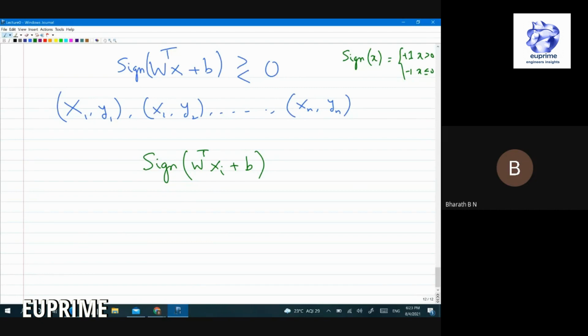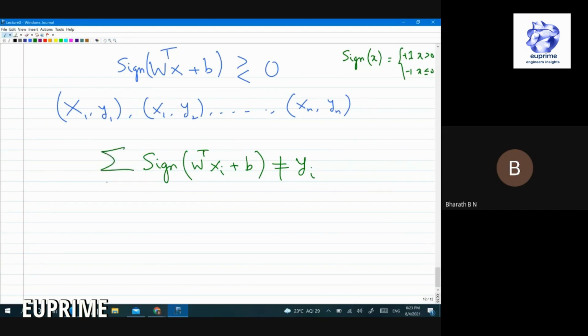Now this sign of w transpose xi plus b will tell me whether xi, the ith data point or the ith email, is spam or non-spam. So now I have to check whether it is true or not. I have to check whether it is equal to yi or not equal. Whenever it's not equal, I have made a mistake. The hyperplane that I have considered is not a good hyperplane. So this is the error event. Whenever this happens, there is an error. So essentially what I have to do is to count the number of errors given these n data points.